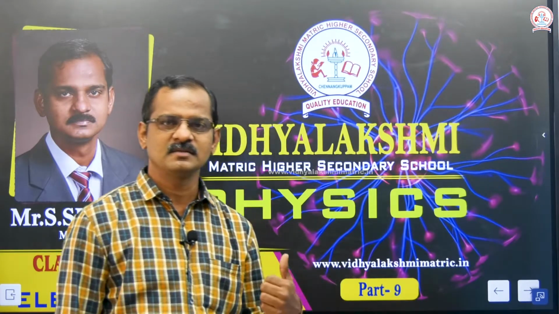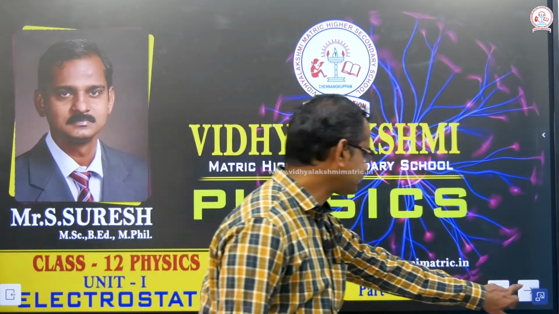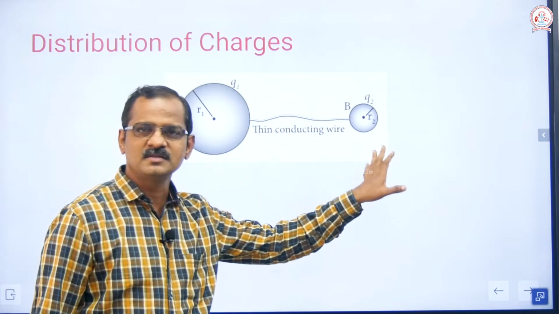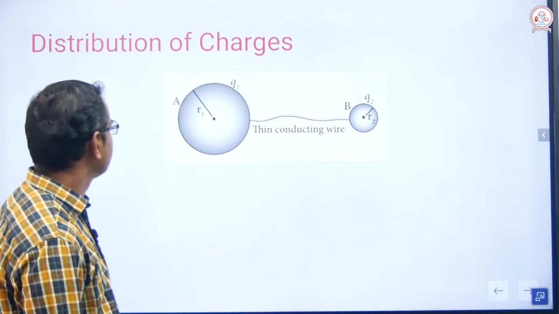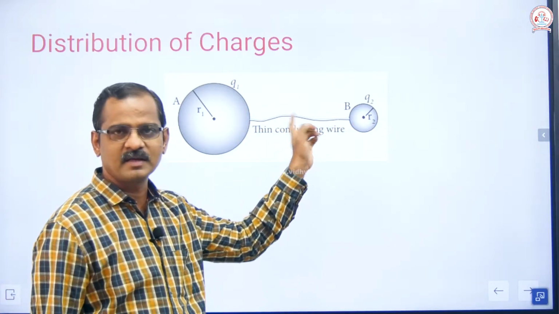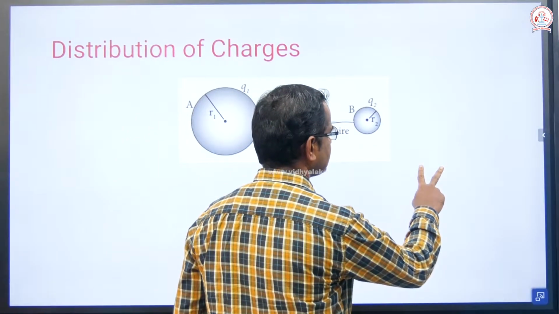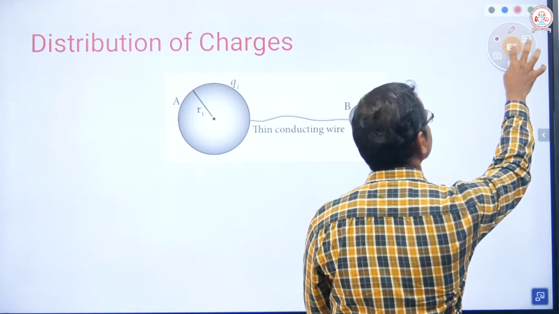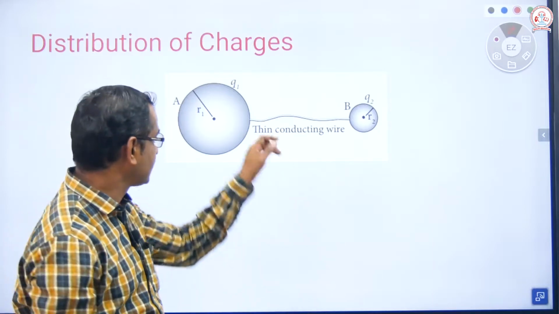Now let us discuss the charge distribution, lightning arrestor and Van de Graaff generator. Just imagine there are two spheres with different radii. You can see that R1 is greater than R2. But they are connected by a thin wire. If they are given charges, the potential will be the same on the surface of the metallic spheres because they are connected.